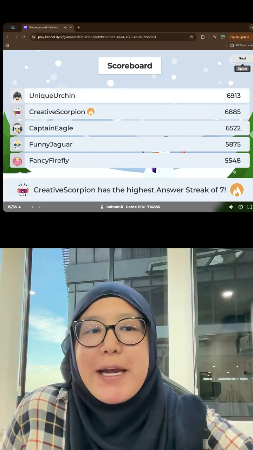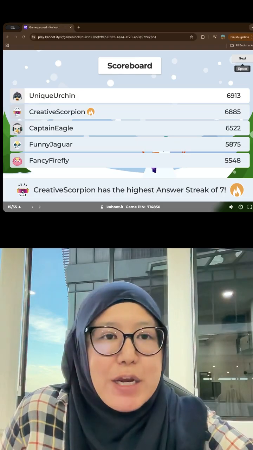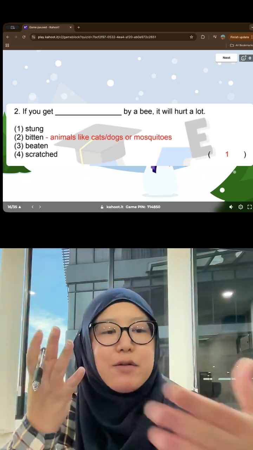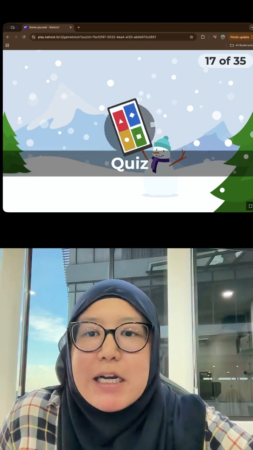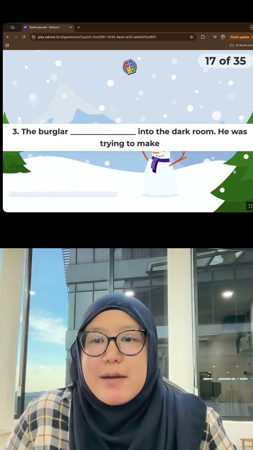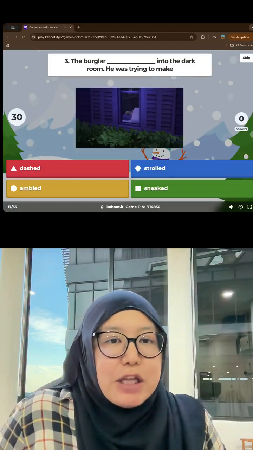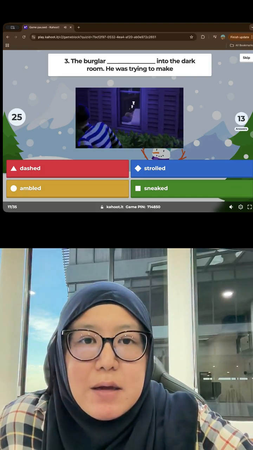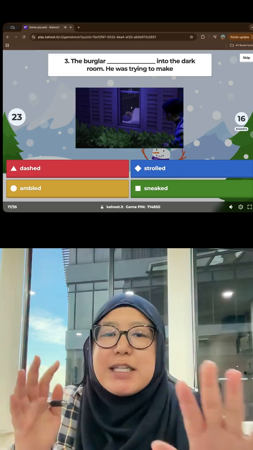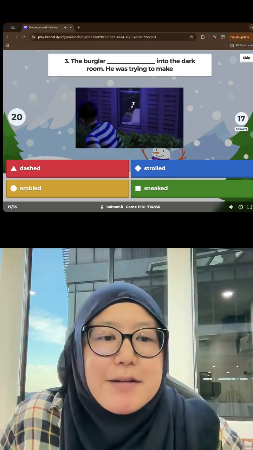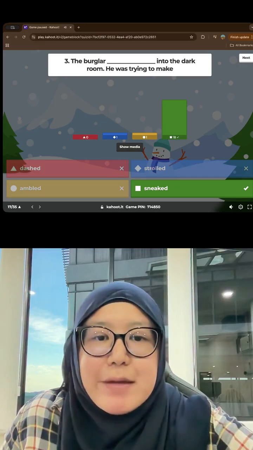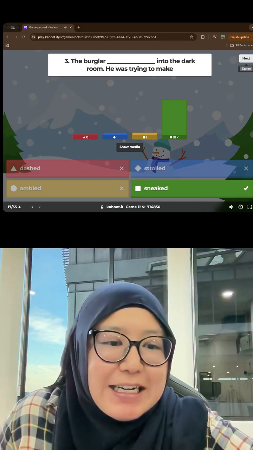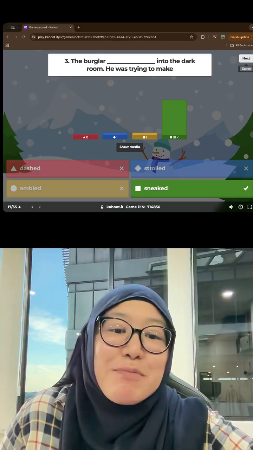Alright, now Creative Scorpion is being competitive towards Unique Urchin. Now, question number 2. Oh, sorry, I've already explained this. Now, moving on towards question number 3. The burglar into the dark room. He was trying to... Oh, sorry. Okay, let's just ignore the second sentence. Yes. Okay, the burglar sneaked into the dark room. The answer is blue, guys.